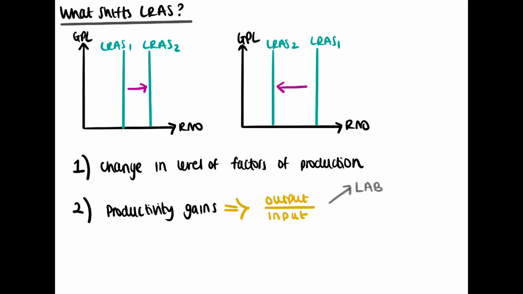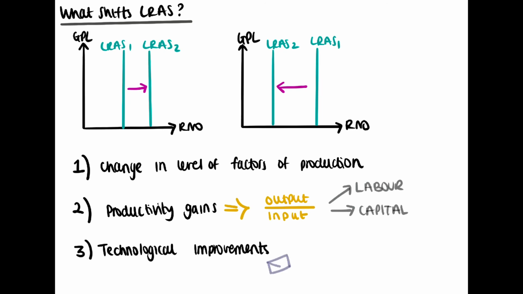This is measured by output over input. Technological improvements will also shift the curve to the right. And you can show these shifts on either the classical or Keynesian model.